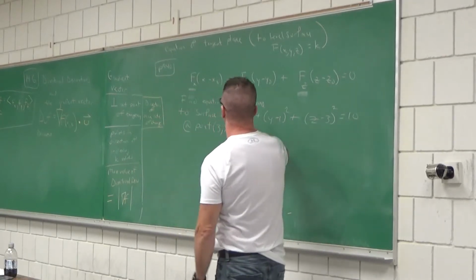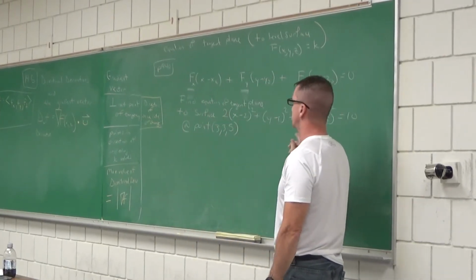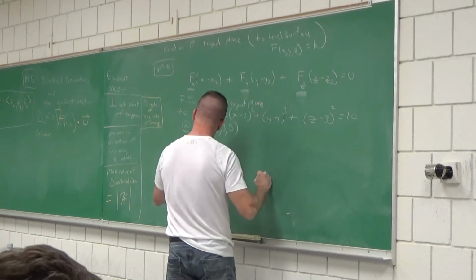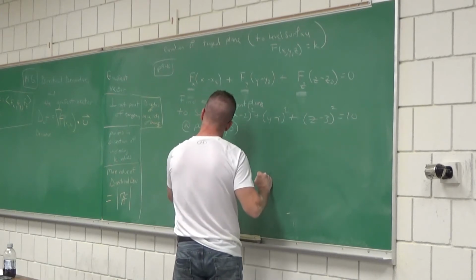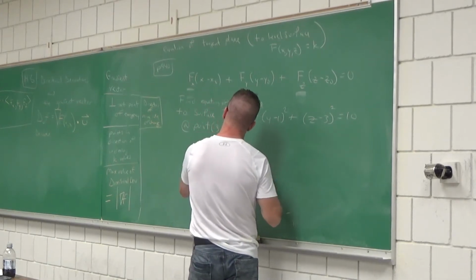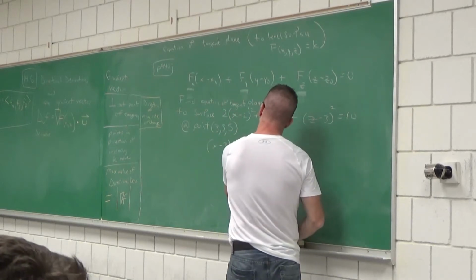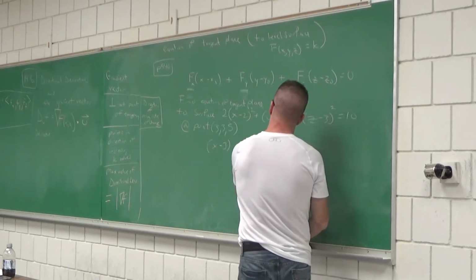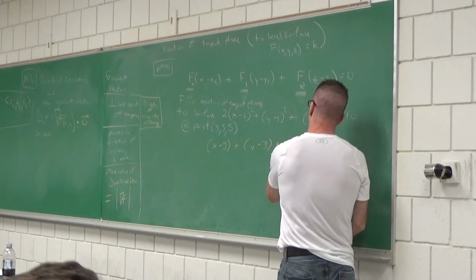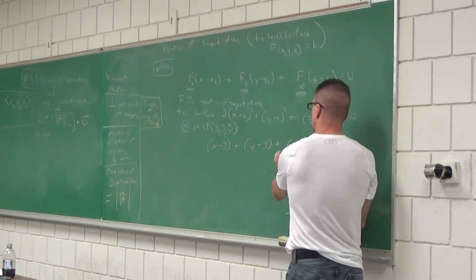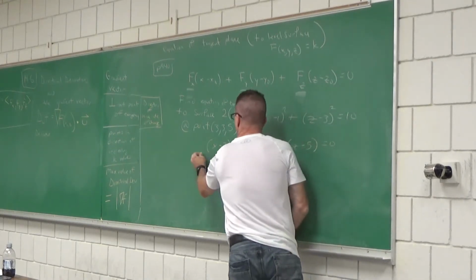Can you find the equation of the tangent plane of this surface? Let me get my answer ready. (x minus 3), (y minus 3), (z minus 5), all equal to 0. Well, what goes here, what goes here, and what goes here?